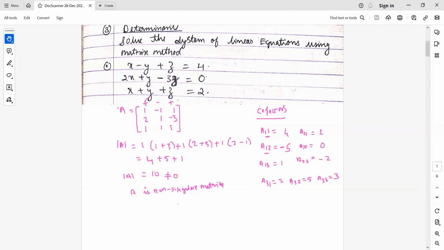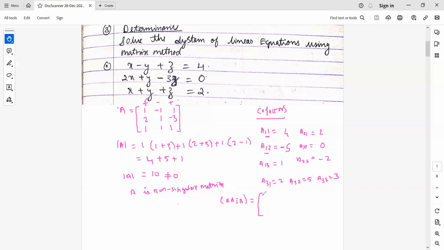To write down the adjoint, what we need to do is first write down the adjoint of A. The adjoint of A is the transpose of the matrix of cofactors of each element. The transpose of the matrix consisting of the cofactors of each element will be the adjoint of the matrix.